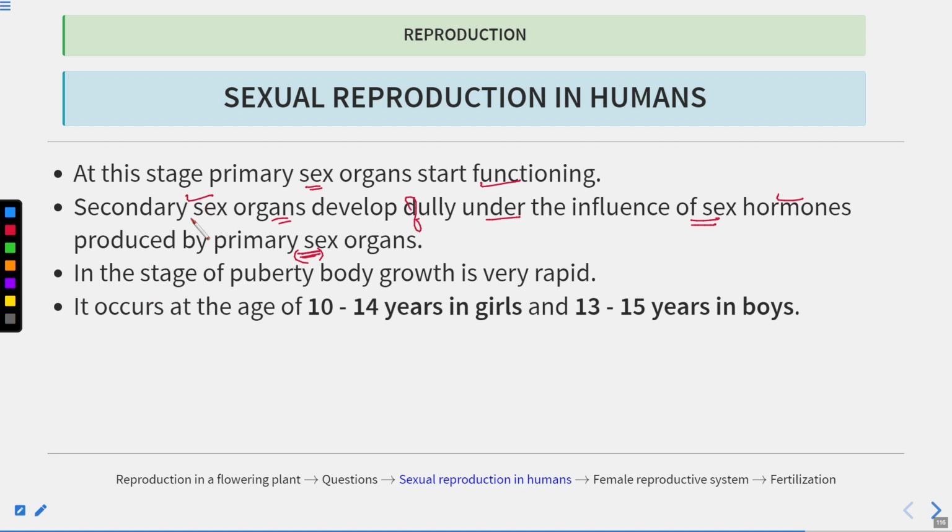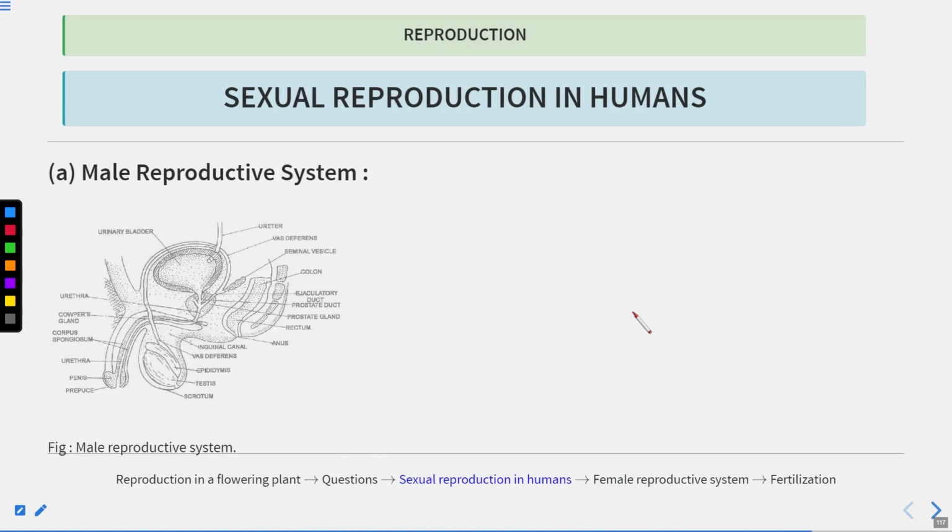Now, in the stage of puberty, body growth is very rapid. So there is very rapid growth, and it occurs at the age of 10 to 14 years in girls and 13 to 15 years in boys. So you can see the females achieve puberty quite earlier, and the males achieve puberty a bit later than the females or the girls. Clear? Now let's talk about the male reproductive system first.